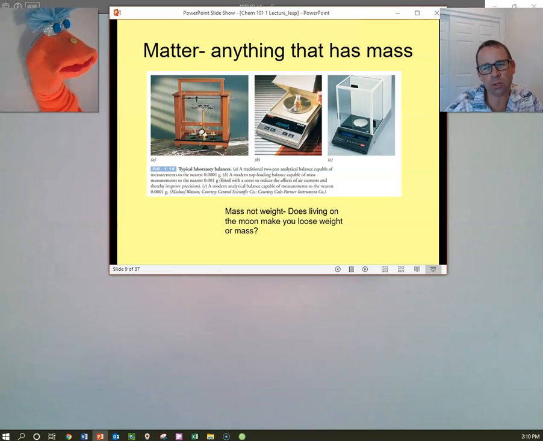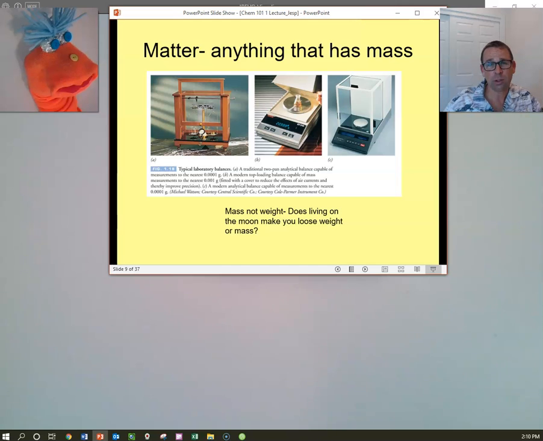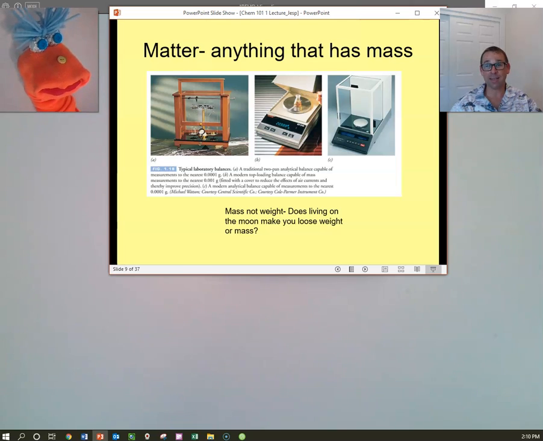It's better to use the term mass in chemistry class. The real reason for that is because when you talk about weight, you're referring to the force that you might feel, or the force that Earth's gravity is pulling on that mass. And that value is called the weight.